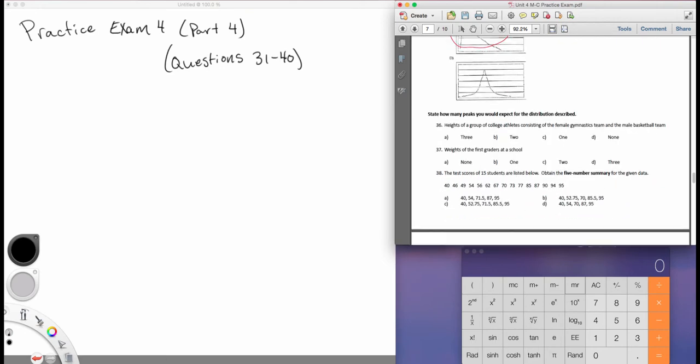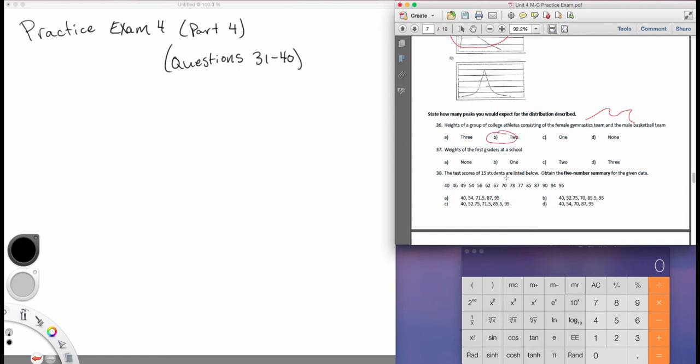All right, question 36 says we want to find the heights of a group of college athletes consisting of the female gymnastics team and the male basketball team. Okay. All right, how many peaks would you expect to find on the distribution described below? Well, most likely female gymnasts have a certain height, which is smaller than the male basketball team, and the male basketball team would have another. So you would expect something like this, where the height of the gymnasts is down here and the height of the basketball players is over there. Because usually you won't have a lot of short basketball players, but you won't have a lot of tall gymnasts. So if they contain both of those, we're looking at 2 peaks on that one.